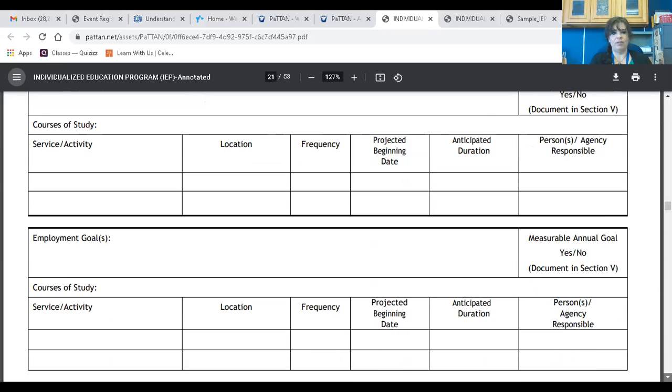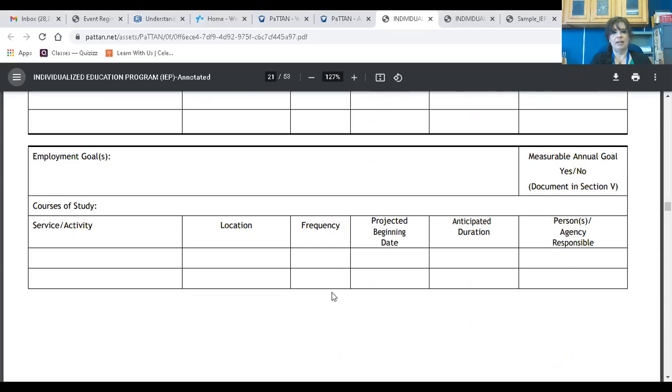It's the same with an employment goal. Even if the student has a post-secondary desire to go to a training school, for example, you would still have an employment goal, whatever they plan on being employed as once they graduate. And again, a service and activity would be included under this transition grid.